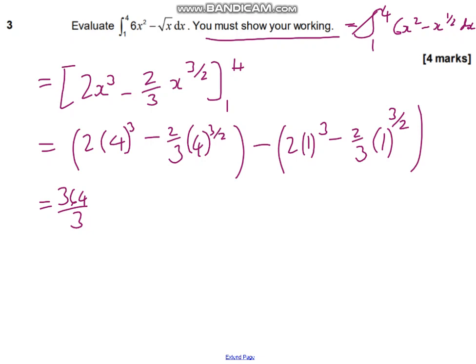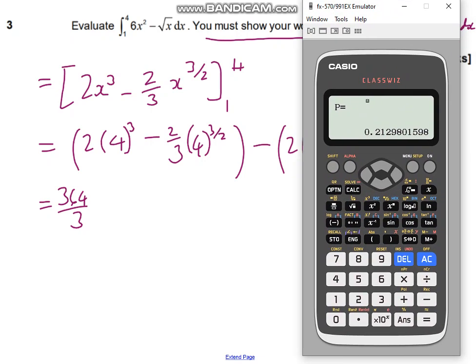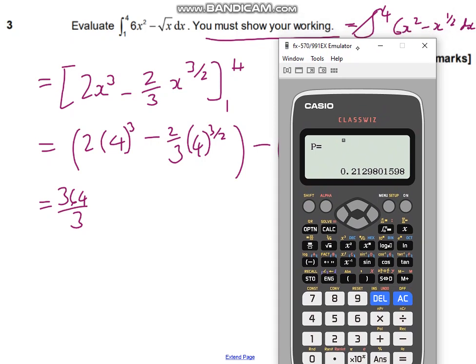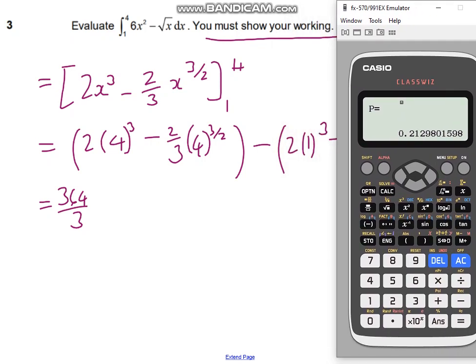You can just punch all of this into your calculator in order to do that. Right, let's just show how the calculator would have done this, though. You can't do this with a question like this because you must show your working, but let's go through this anyway.